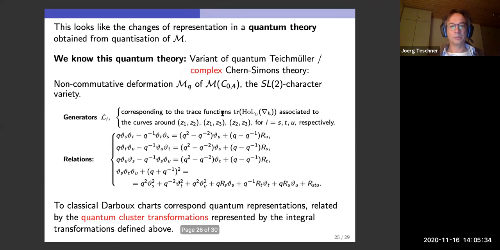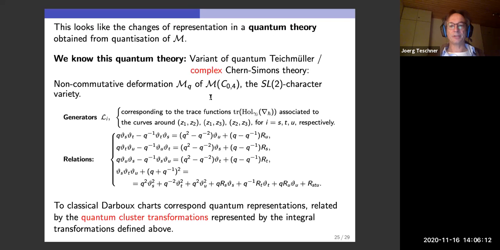Okay, so this looks like quantum theory, and I want to claim this is quantum theory. And we know which one it is. Namely, it is a variant of quantum Teichmüller theory, which probably is even better understood as a variant of complex Chern-Simons theory. Concretely, here what it would amount to is, in purely algebraic terms, a non-commutative deformation of our moduli space M, which here in fact has an incarnation or a description as the SL2 character variety.